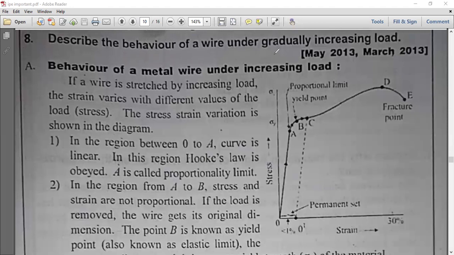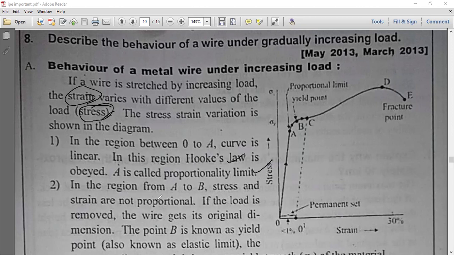Describe the behavior of a wire under gradually increasing load. If a wire is stressed by increasing load, the strain varies with different values of the stress. You can see here, first O to A, this graph is a straight line. It means directly proportional. Stress is proportional to strain, Hooke's law is obeyed, and this is called the proportionality limit. This point clear?